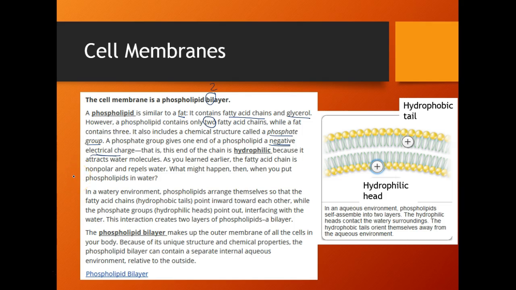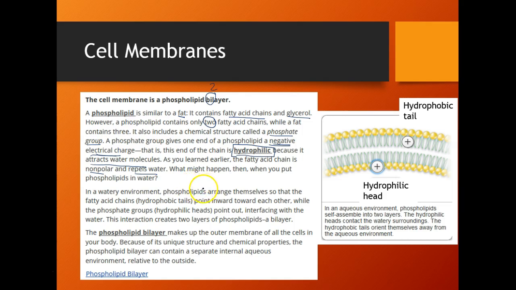So because it is charged because of the phosphate group, the end of the chain is what we're going to call hydrophilic, which means that it attracts water molecules. So the fatty acid chain, like we learned earlier, is nonpolar and actually repels water, whereas the head of these phospholipids are polar and actually are attracted by water. So we have kind of opposite characteristics on the phospholipid.